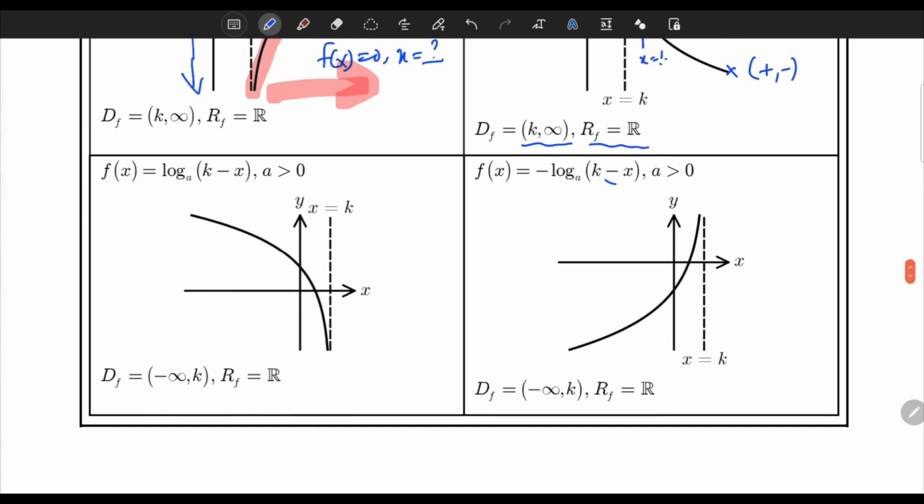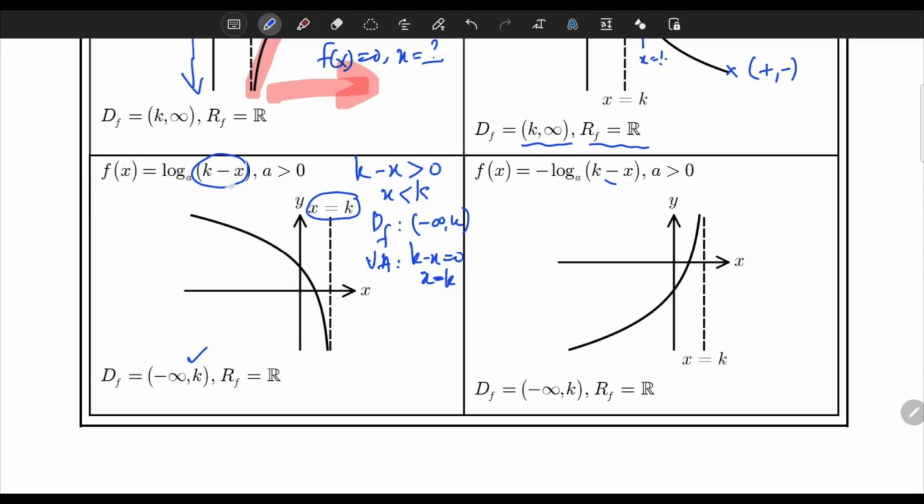Similarly for the next two graphs, inside the log, k minus x must be greater than 0, so you get x less than k. So this is the domain, x less than k, negative infinity to k. And then your vertical asymptote: k minus x equals 0, so you get x equals k. Again, that is your vertical asymptote.